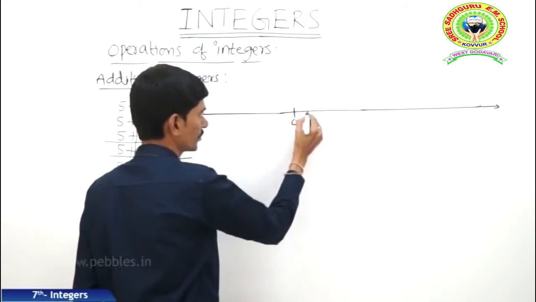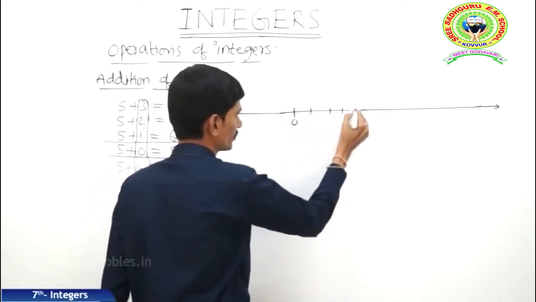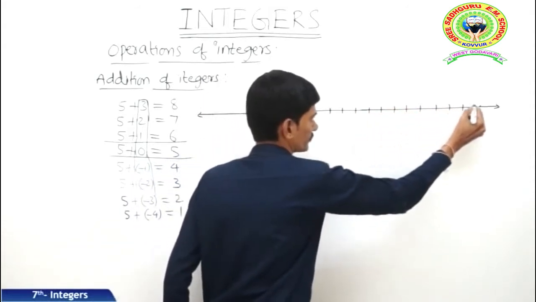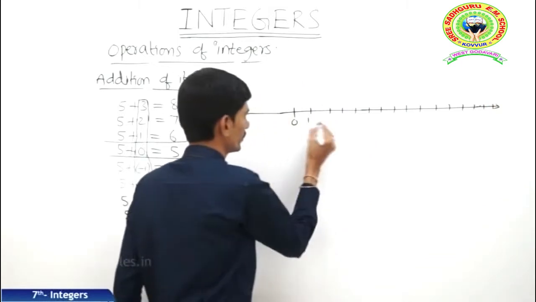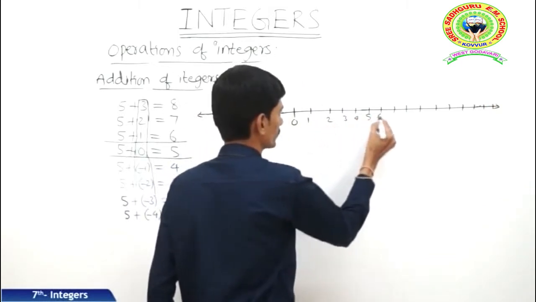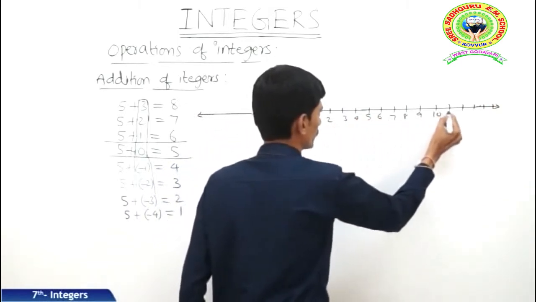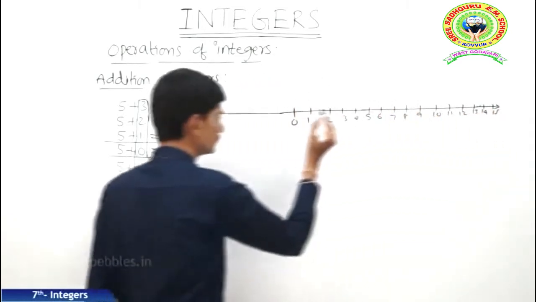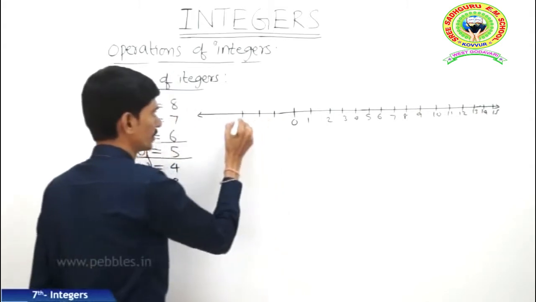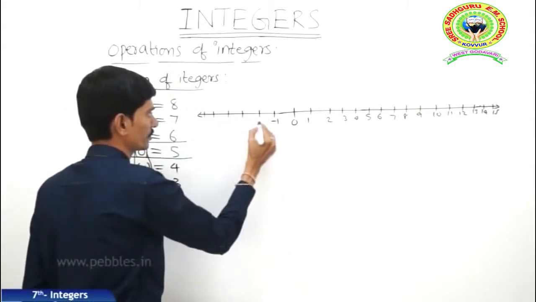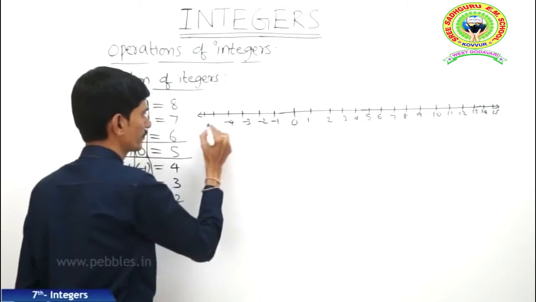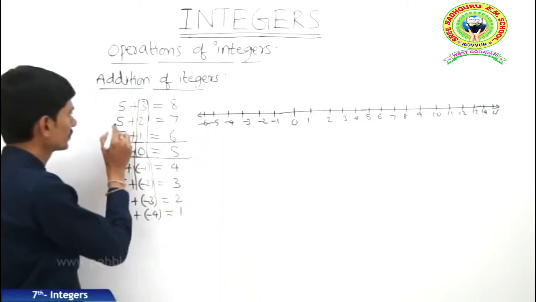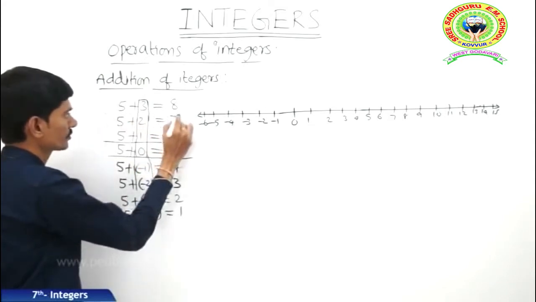So on the number line, in the middle we will take 0, then right side of 0 we take all positive integers 1, 2, 3, 4, 5, 6, 7, 8, 9, 10, 11, 12, 13, 14, 15, and left side of 0 we take negative integers such as minus 1, minus 2, minus 3, minus 4, minus 5, minus 6 and so on.